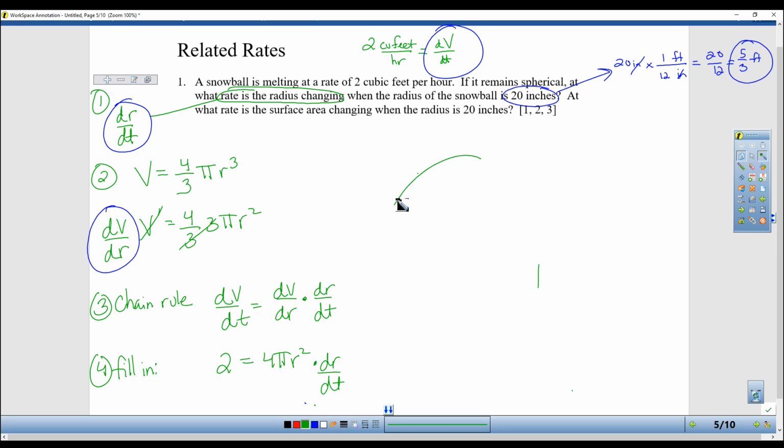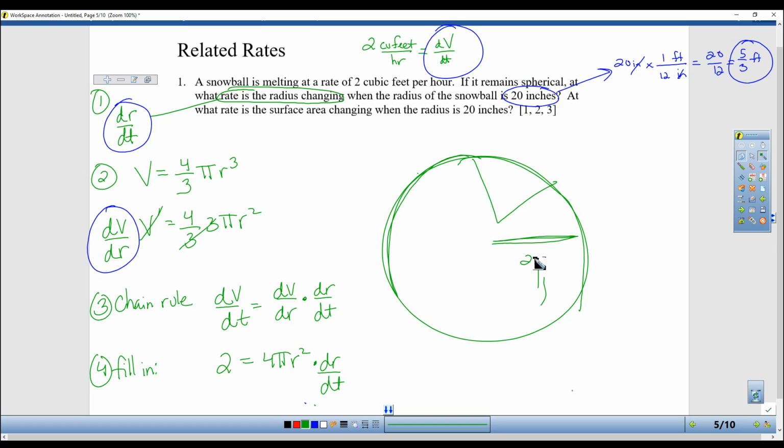So in other words, when you have this giant snowball and it's losing 2 cubic feet per hour, it doesn't lose it in a chunk. It loses it over the radius. So if the radius is 20 inches, how fast is that radius changing? That's what this is going to tell us.